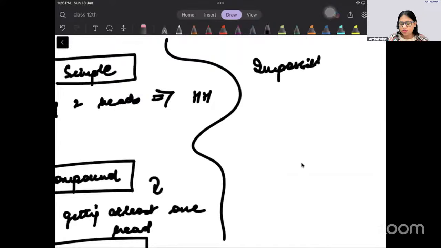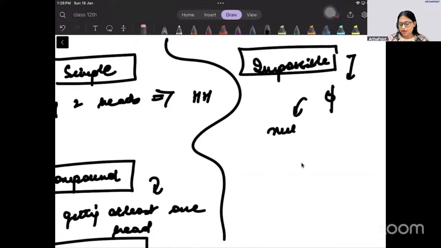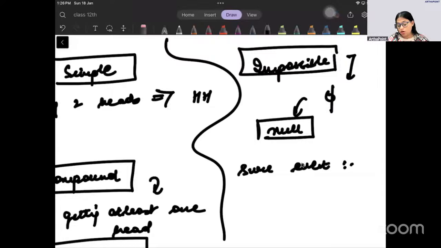Anything which is an impossible event, meaning there is no possibility of it occurring, it means that it will be a null set. Right? And anything which is a sure event, that it will 100% happen, it means it will be the entire sample space. Right? 100% something will come out of the sample space.